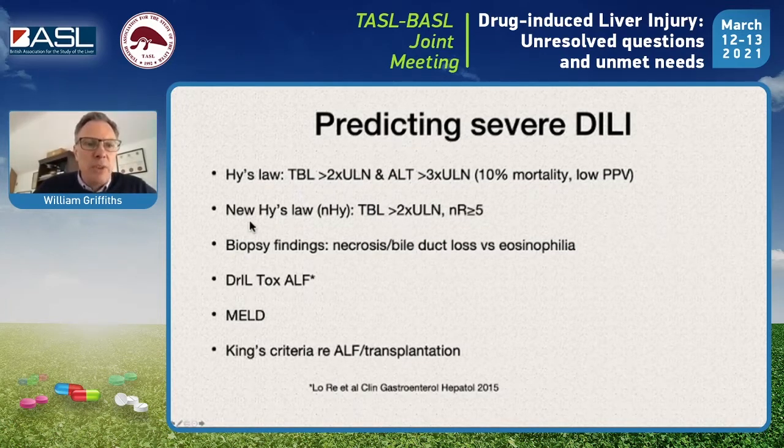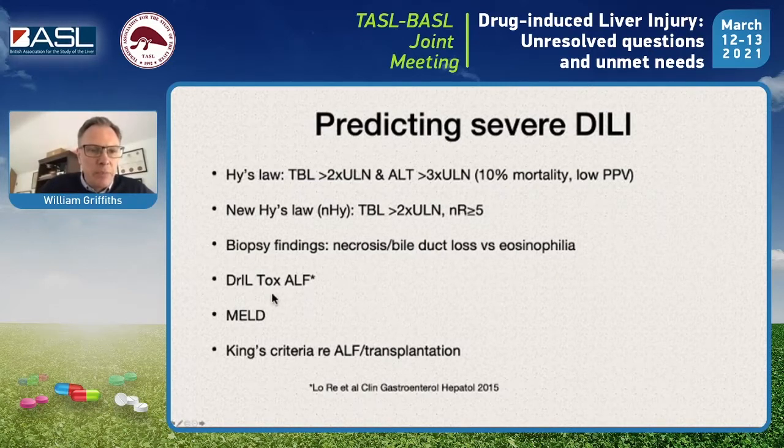An updated version of this includes something called NR, which is new ratio, which includes a determination related to ALT-FOS as well as ALT, and that just gives slightly better positive predictive value. You can also use histological findings to predict severity. So necrosis on the liver biopsy and bile duct loss are more indicative of severe injury, whereas eosinophilia tends to predict more of a resolving injury.